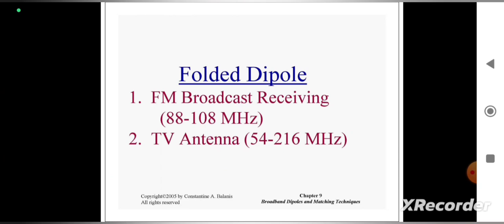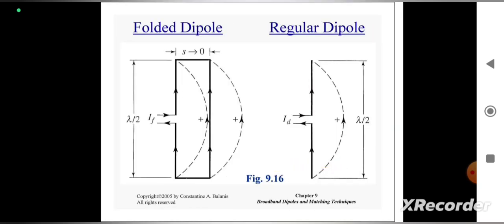It is also possible to change the input impedance by keeping the radius of the two dipoles unequal. In this condition, a larger current flows through a thicker dipole, and hence we can maintain any desired input impedance. Finally, we are concluding the advantages of folded dipole antenna. Some of the advantages of folded dipole antenna include: first one, it has high input impedance, hence it is easy to match with the transmission line.